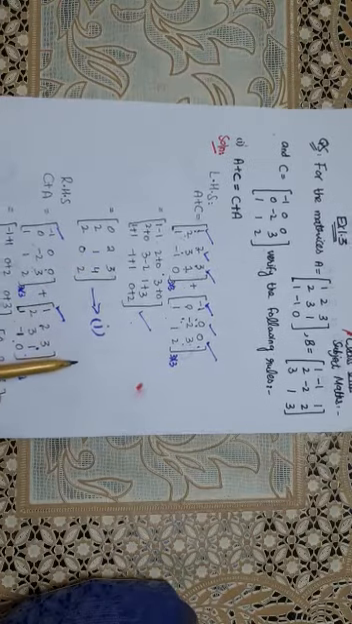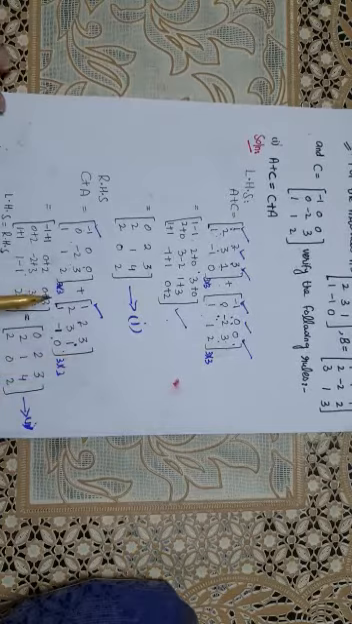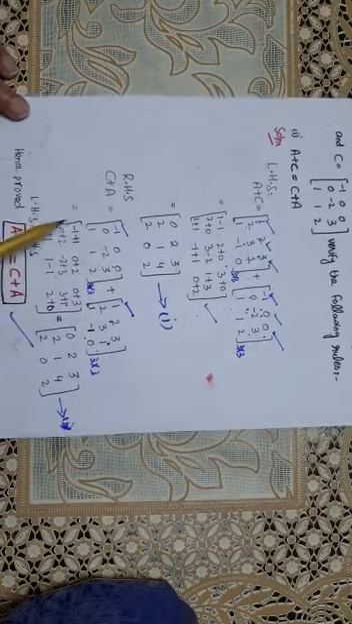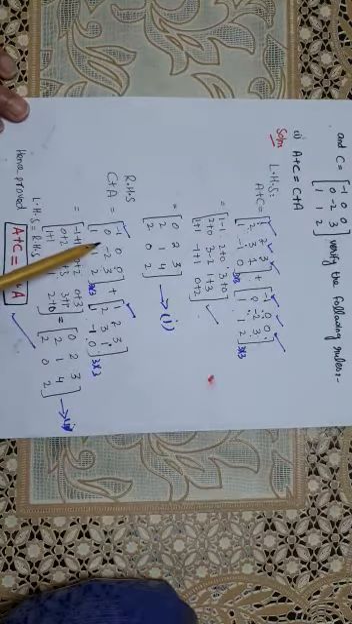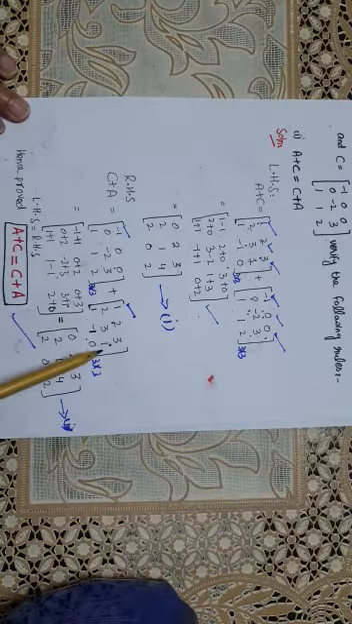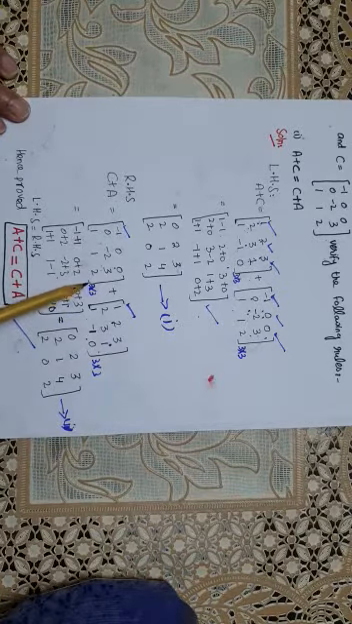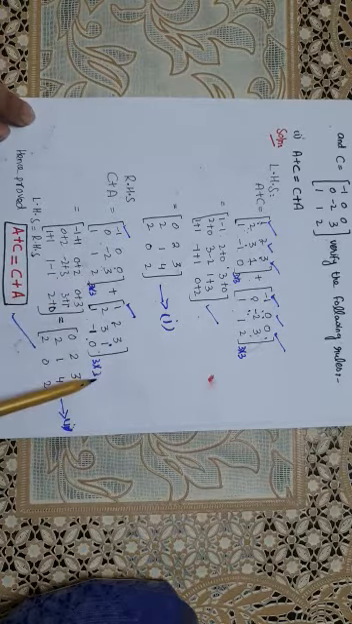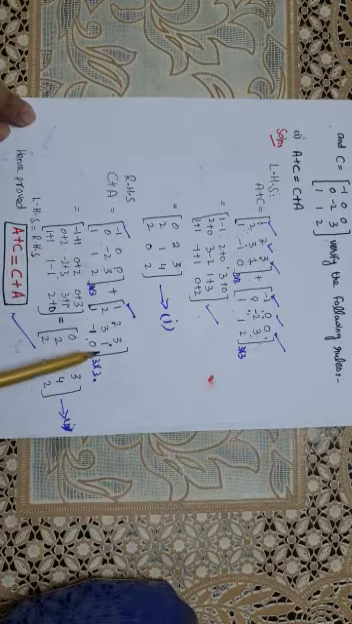Now we will move to the right hand side, C plus A. First we will write the matrix C, add matrix A. Here again we see that the order of matrix C is 3 by 3 and the order of matrix A is also 3 by 3. Their order is the same, so these two matrices can be added.